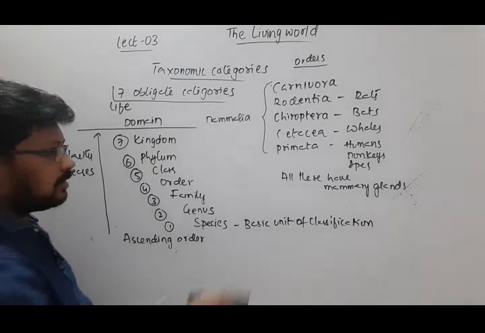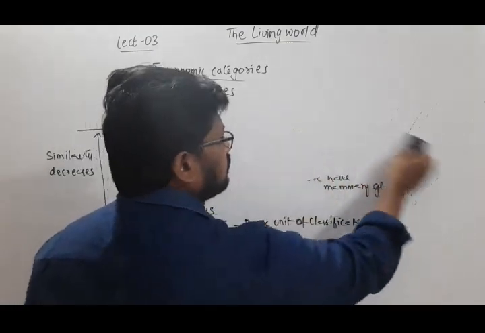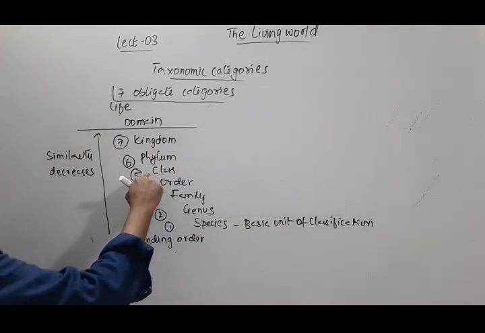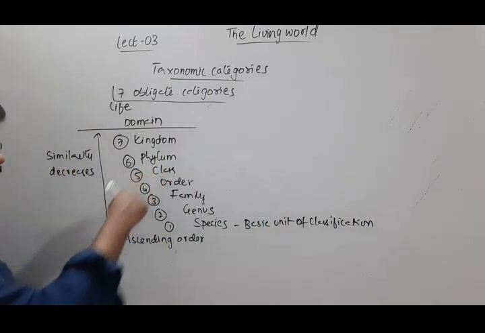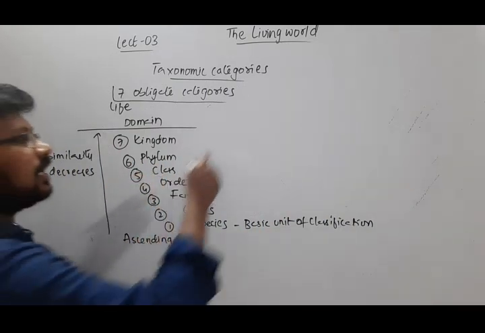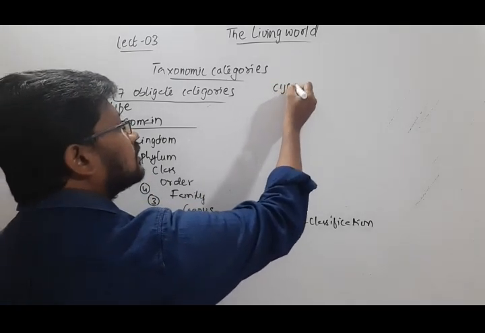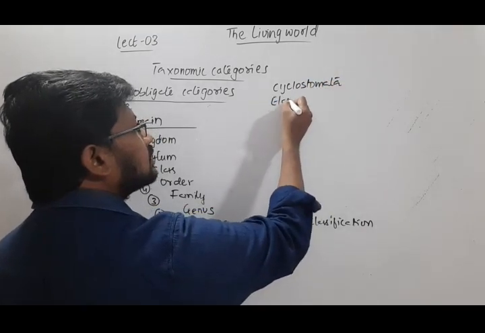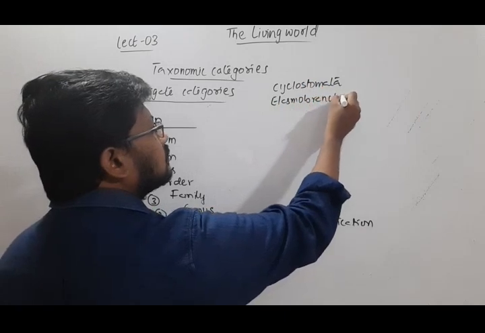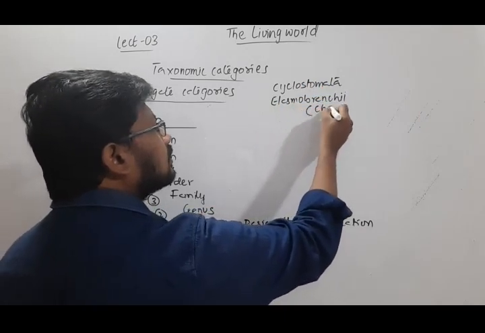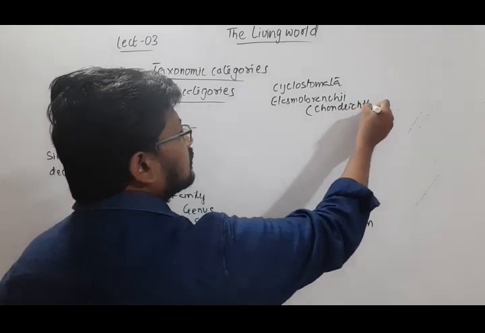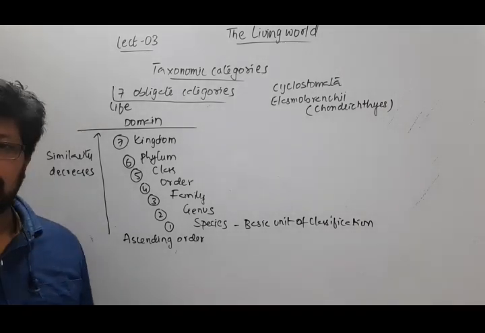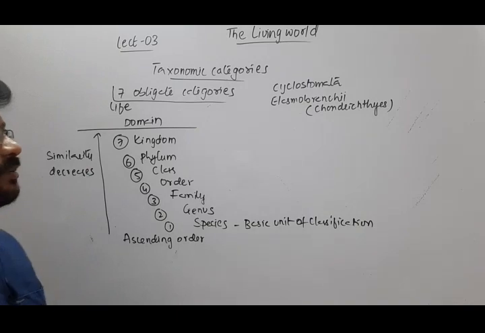Now coming to phylum. Related classes will be included under phylum. So let's look at those different classes. Like we have class Cyclostomata, and then class Elasmobranchii, which is another name for Chondrichthyes. That includes the cartilaginous fishes, whose skeleton is made up of cartilage.